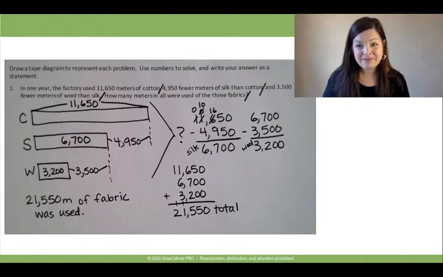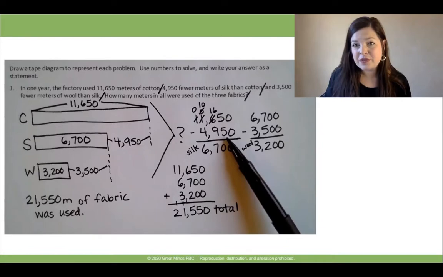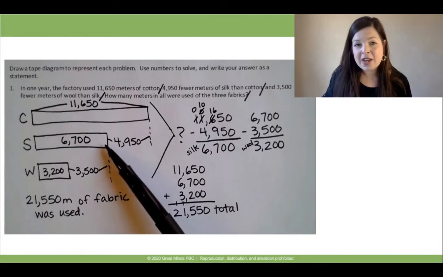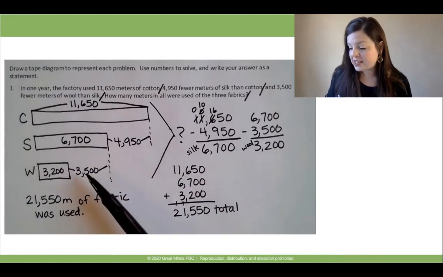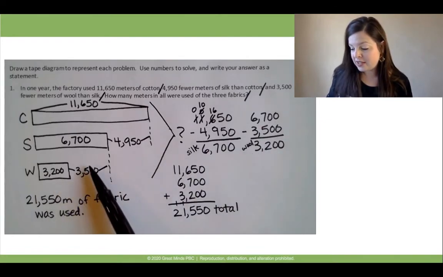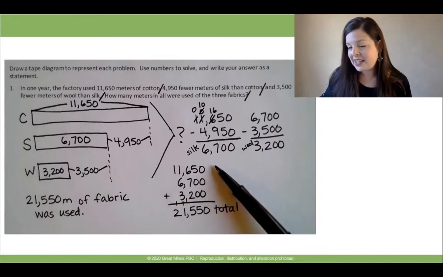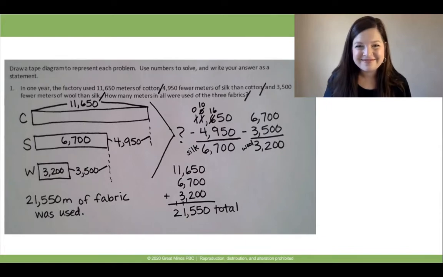Here's how I solved it. First, I subtracted 4,950 from 11,650 so that I could find the amount of silk that was used, which was 6,700 meters. Then I subtracted 3,500 from 6,700, as we can see here, so that I could find the amount of wool that was used, which was 3,200 meters. And then finally, I just added up the amounts of the 3 fabrics to get the total.